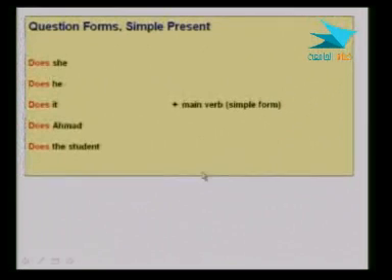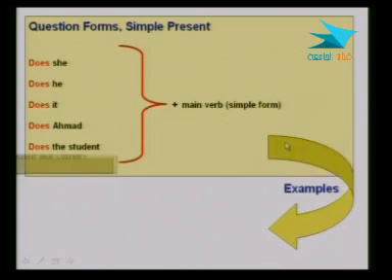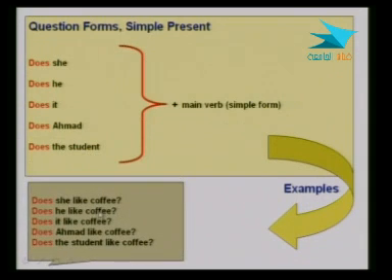All right. And here's another one with, of course, does, in case the subject is he or she. All right. So does he, does she, does it, does Ahmed, and does the student, main verb again in simple form. Examples are here. Okay, does she like coffee?